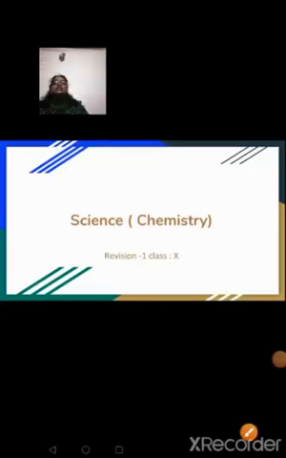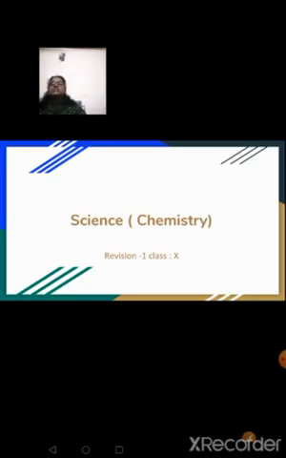Everyone, today it is a revision session for you. We are going to start revising chapter number 1, that is your chemical reactions and equations. The revision of this chapter will be done in two parts. In today's session I'll be revising how to balance a chemical equation and a few types of chemical reaction like your combination reaction, displacement reaction and decomposition reaction.